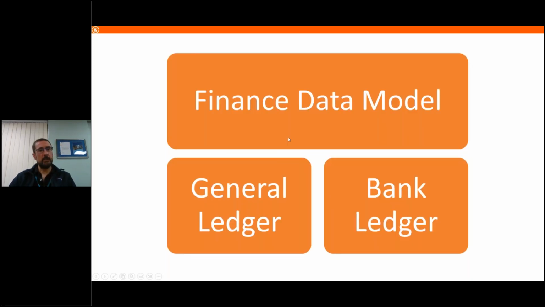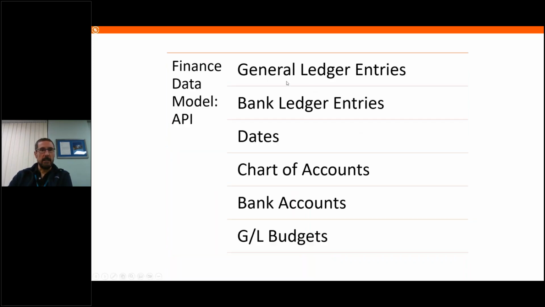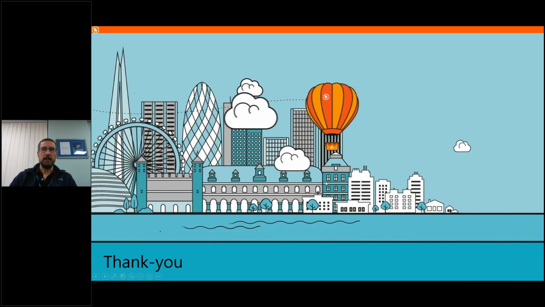On the finance side, there's two real aspects to that at the moment. That's the general ledger and the bank ledger. And the data behind that is really the general ledger entries and the bank ledger entries. Dates again, the chart of accounts, that gives you a structure behind it, bank accounts, and also general ledger budgets as well. So it's then possible to analyse your budget versus actuals. That was really the short introduction, just to help frame things.